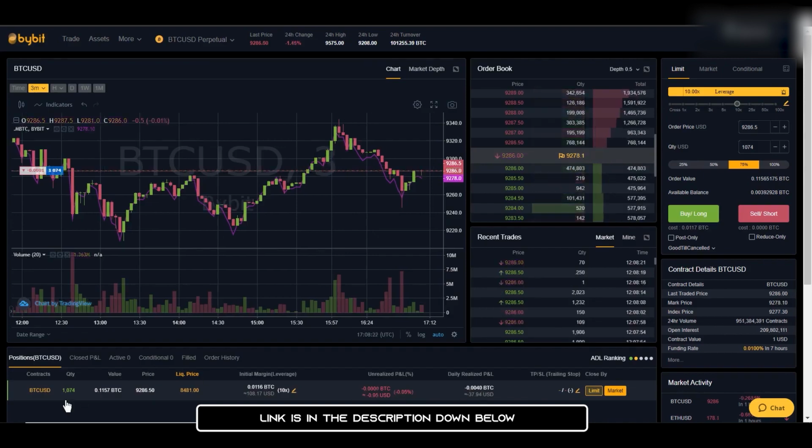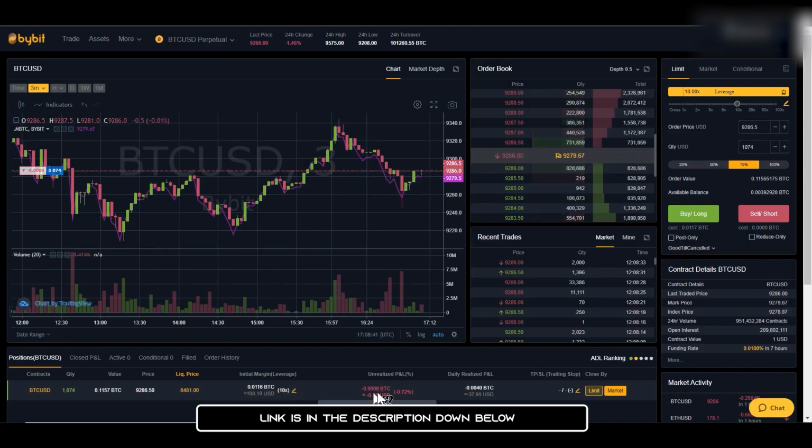So down here is your position. So you got your contracts, you got your value, you got your price, you got your liquidation price, which make sure to look at and to know where you could get stomped out. So you know where to put your stop loss and stuff like that, which I'm going to get to very soon.